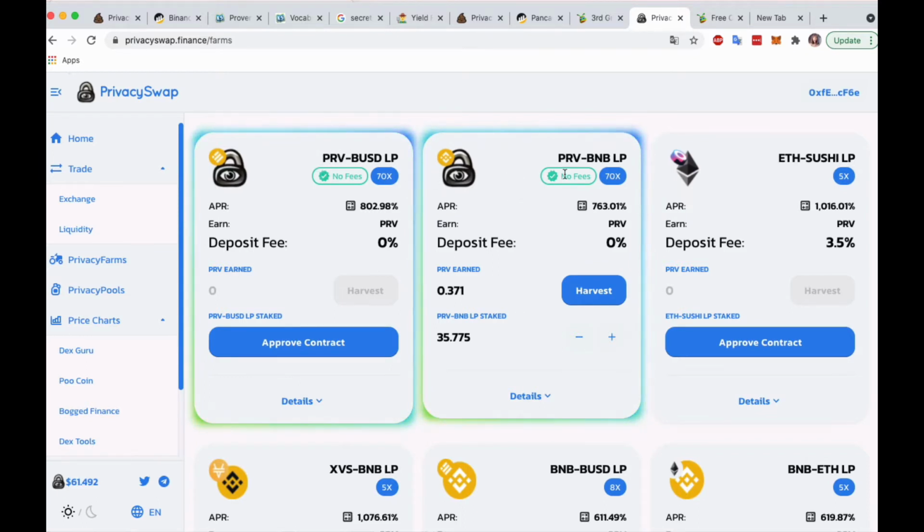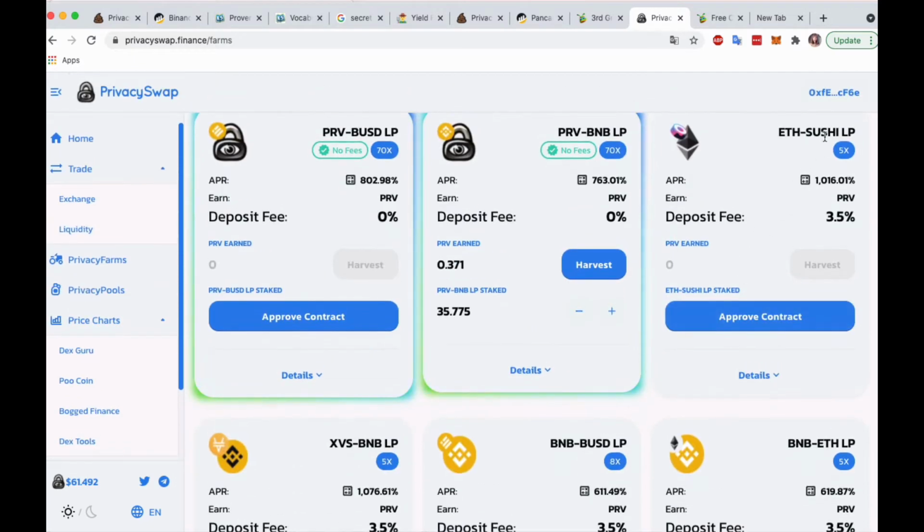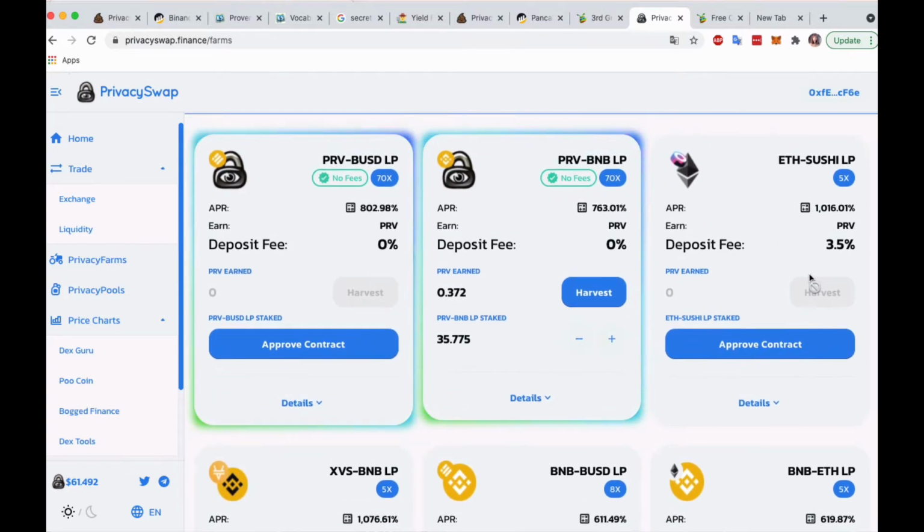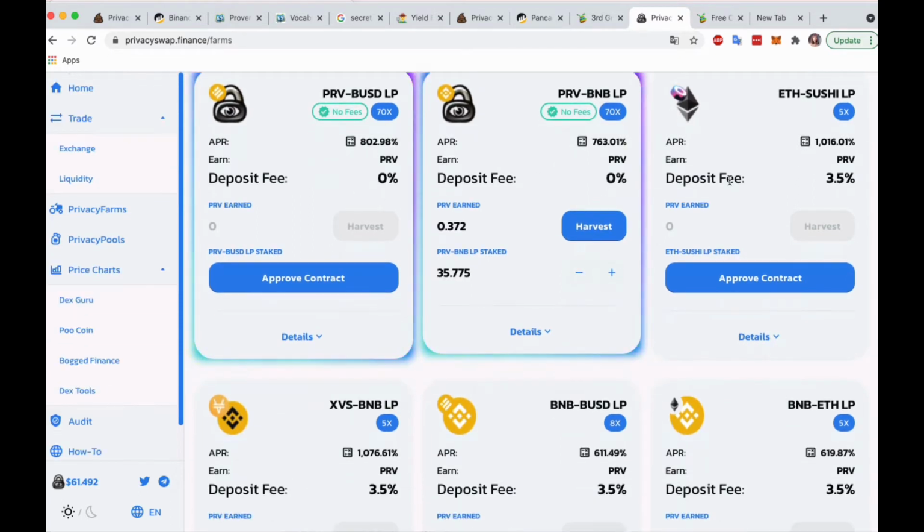These two here are known as native farms, okay? And the rest are non-native, because they do not contain the site's token in them. For instance, this is the Privacy Swap, and none of these have Privacy in these pairs. I want you to take notice as well that the PRV, or rather the native pairs, do not have any deposit fee. Whereas for all of these other ones, there is a deposit fee.